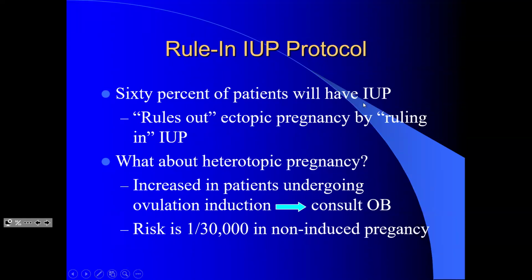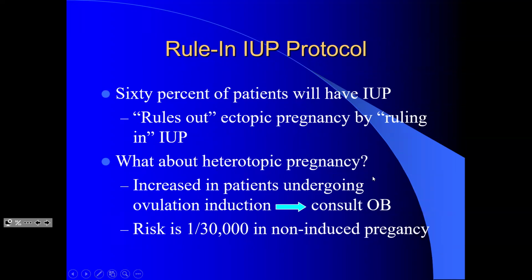So 60% of patients will have intrauterine pregnancy after follow-up. That rules out ectopic pregnancy. If you see an intrauterine pregnancy, then there are very slim chances of an ectopic. But there are some cases where the pregnancy is heterotopic. So what is heterotopic pregnancy? Anyone? One inside the uterus and one outside the uterus.